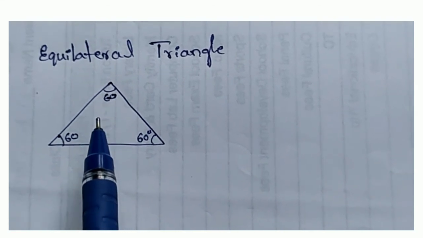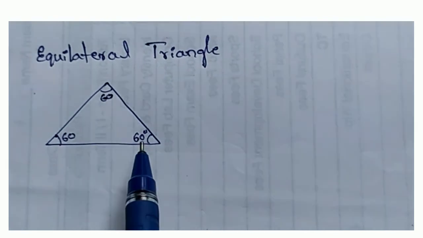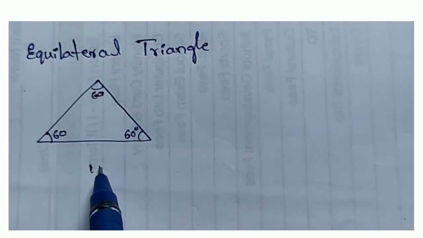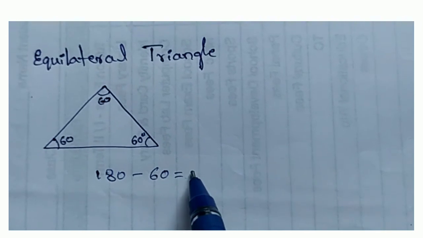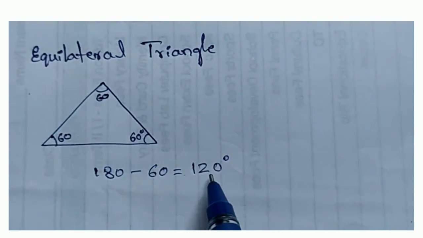Now the second option, that is B: what is the maximum exterior angle? So already we know the minimum, then the maximum will be how much? 180 minus 60. So here we will get 120 degrees as our maximum exterior angle.